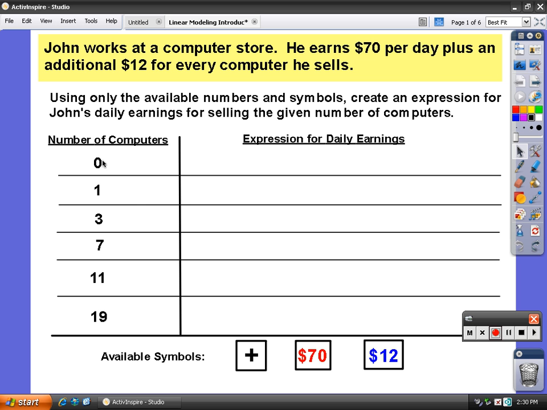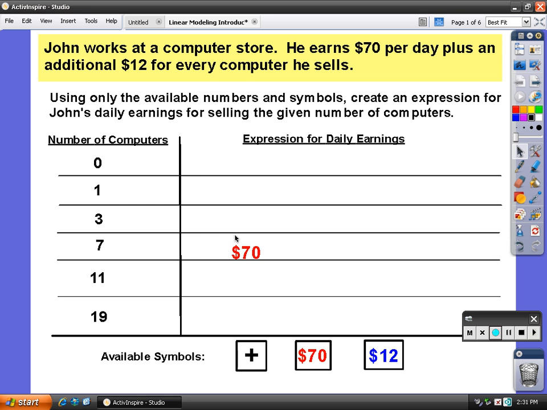So for example, if John does not sell any computers at all, he still makes $70. So the students would drag up the 70 into that row. If he sells one computer, John would still make the $70. But of course he'd also make an additional $12, so you can use the plus symbol and the $12 as well, and so on. They can do a similar thing for 3 computers, the initial $70, but this time we're going to add $12, and they pick up on the pattern very quickly.